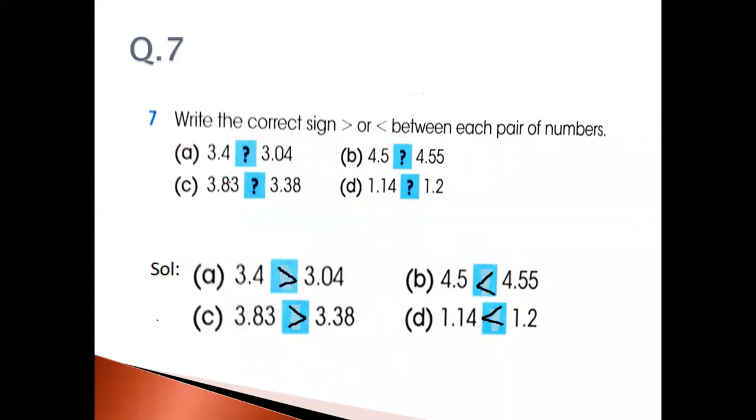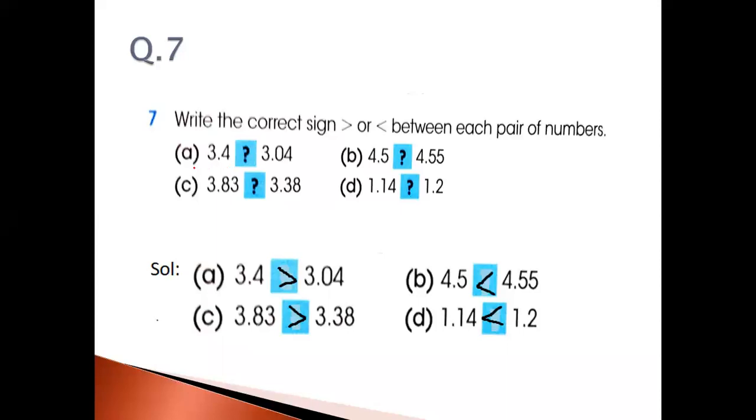The interesting thing is that first of all, we are going to observe and compare the whole part. According to the place value chart, we will focus on the whole part first. Otherwise, if the whole parts are the same, the part after the decimal point, the fractional part, will help us decide which number is greater. So let's see.